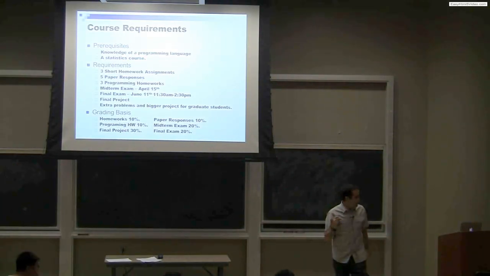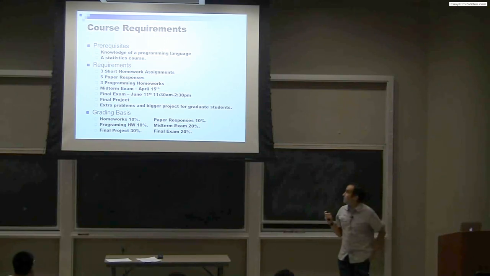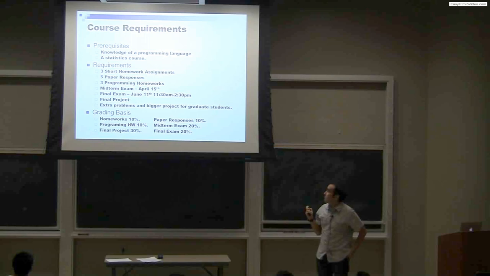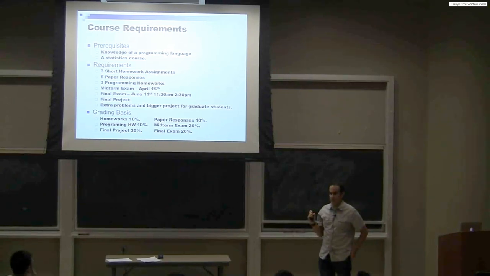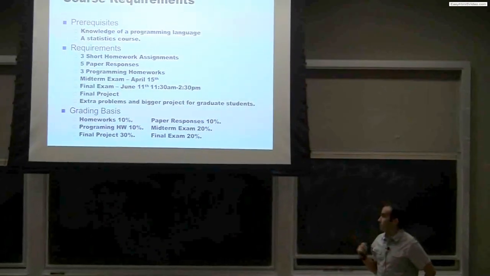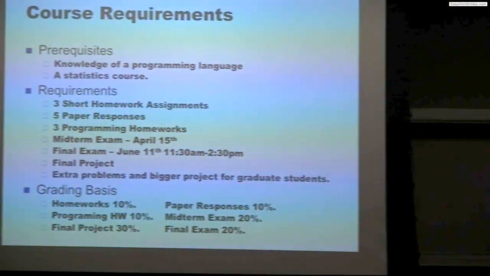Here's the course requirements. This is basically like the prerequisites. That's knowledge of a programming language and a statistics course. We can waive that, just talk to me if you don't have that. I think officially it's like PIC 10C and one of the stats or biostats courses, but there's some flexibility because I know it's hard to get into those classes, okay?